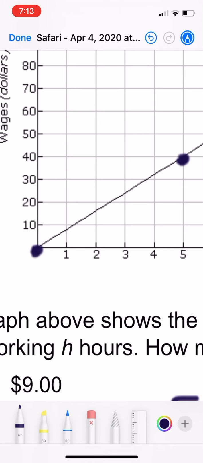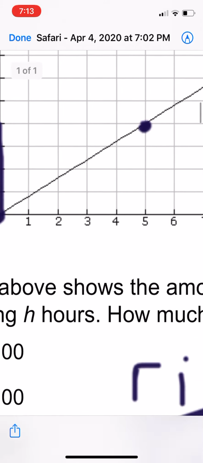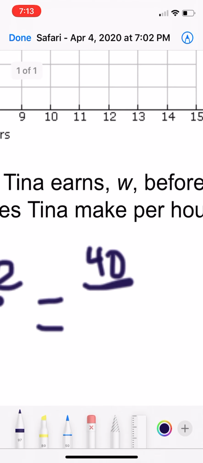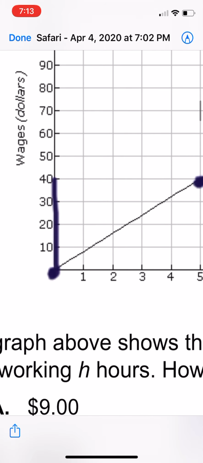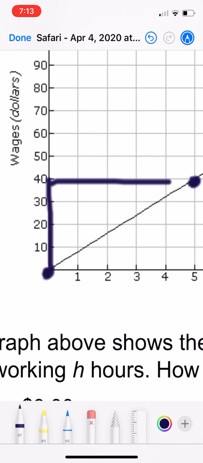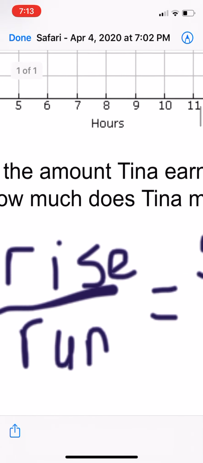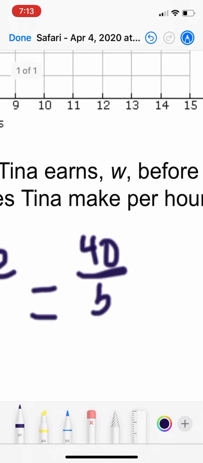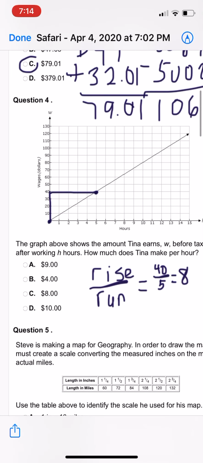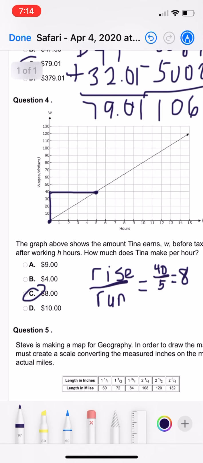So we do rise. We see how far up we have to go. So we have to go up 10, 20, 30, 40. So our rise is 40 over our run, how far to the right we have to go, which is 1, 2, 3, 4, 5. So we have 40 divided by 5. So our rate of change is 8. So she makes $8 an hour.